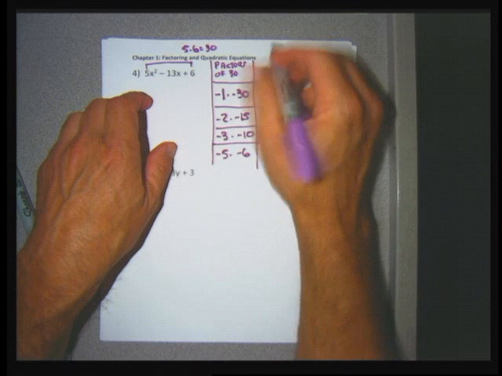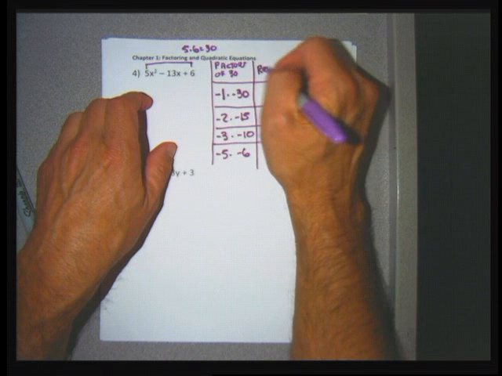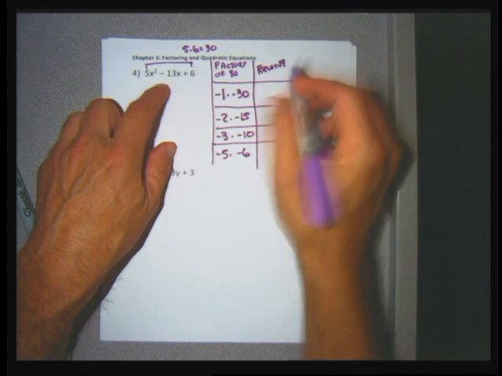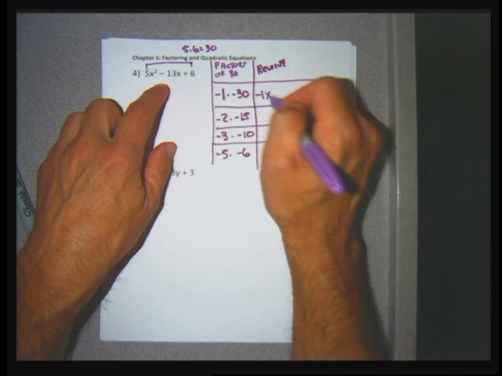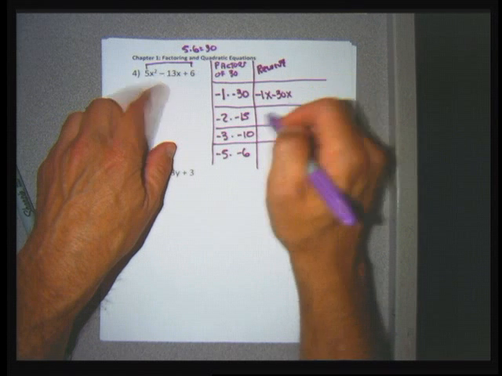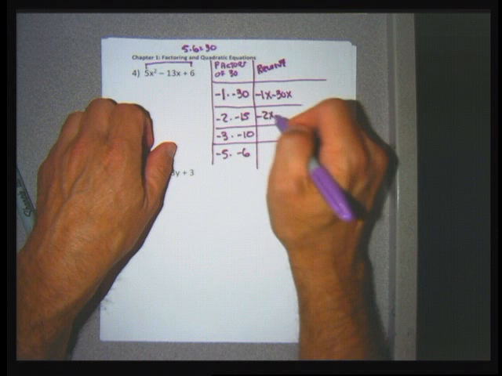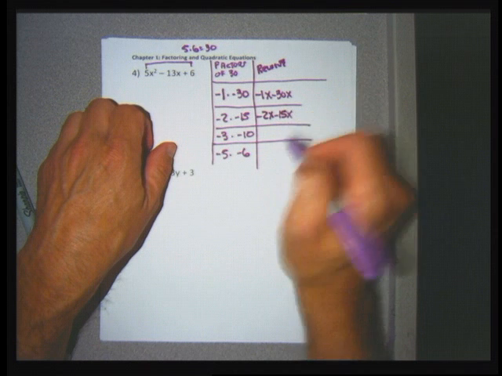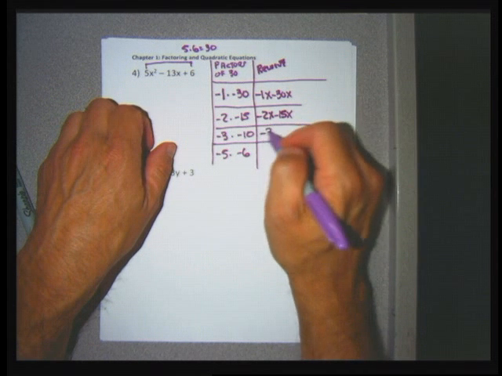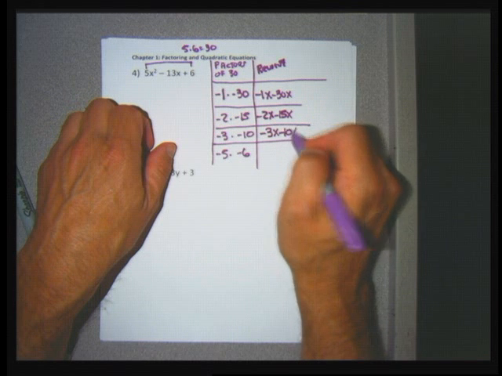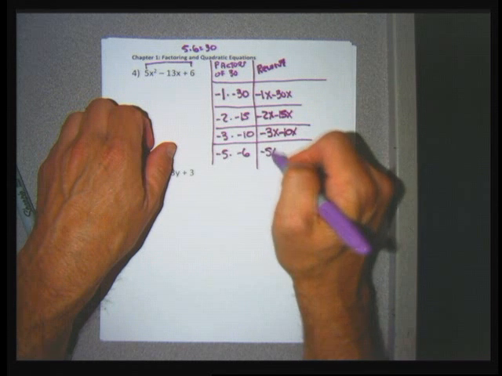Which allows me to potentially rewrite the 13x as minus 1x minus 30x, or minus 2x minus 15x. That's the tricky one that doesn't work. Minus 3x minus 10x, or minus 5x and minus 6x.